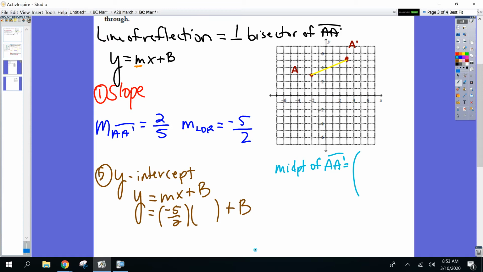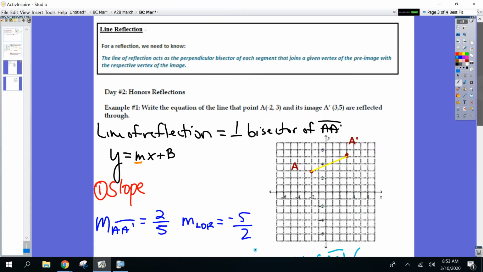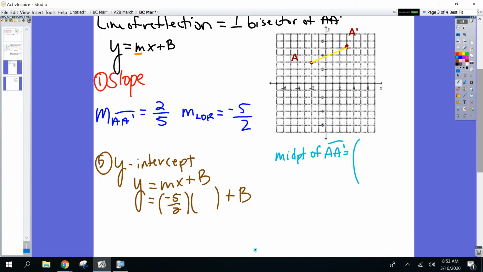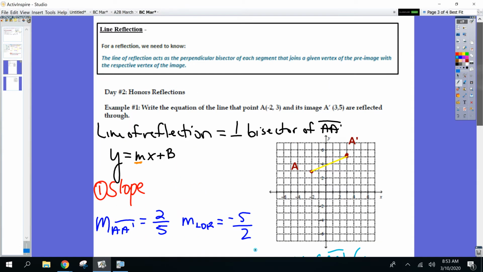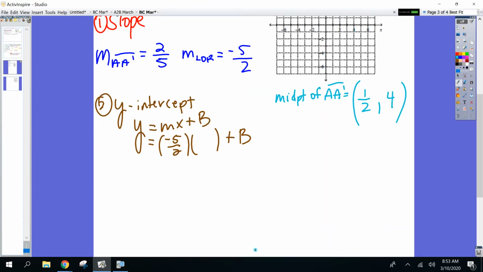All right, midpoint formula. Add up your x's for AA prime. It would be 1 divided by 2, 1/2. And for the y, add your y's. 3 plus 5 divided by 2 gives you 4. There's the only point that I know is on the line of reflection. So I go back, and now I'm going to plug in 4 for y and 1/2 for x. We okay where that's coming from? That's the only point I know is on the line of reflection.